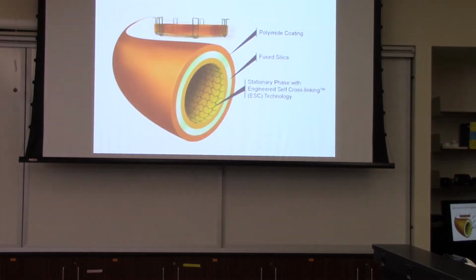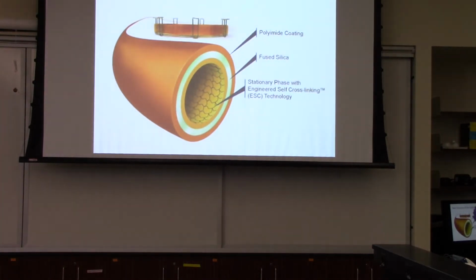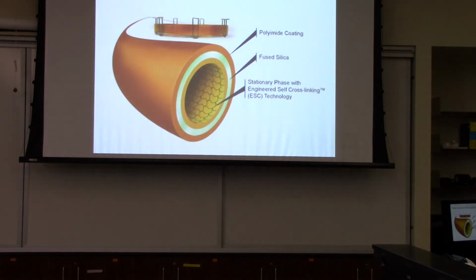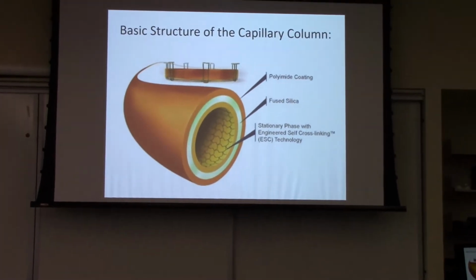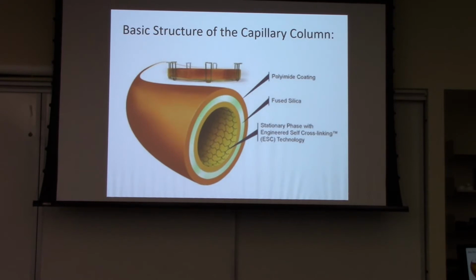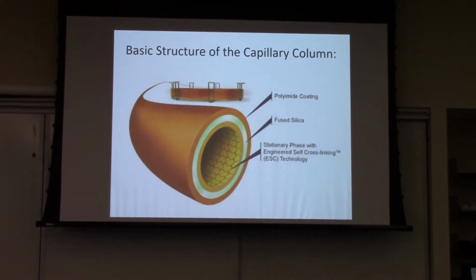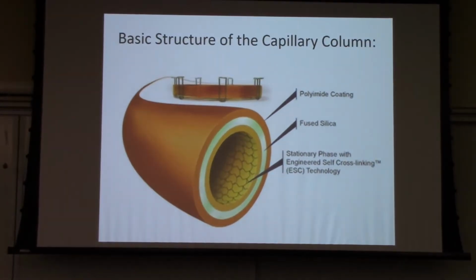Looking at the column, this is the basic structure of the capillary column, and we have multiple layers. Here we have a polyimide coating, just to protect, and then we have fused silica with the stationary phase, with engineered self-cross-linking technology, and that is what's inside the column. You can see it's all coiled up. It's a fairly thin column, and with the blown up view here, you can see a lot of detail about the column.